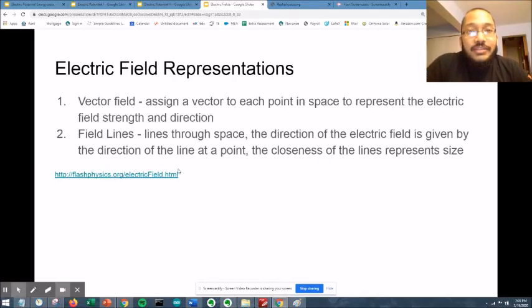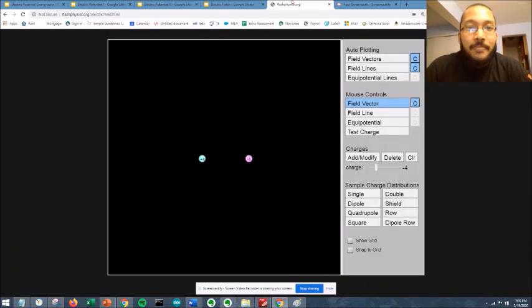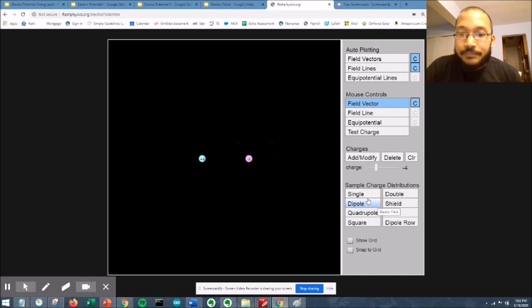There's different ways to represent the electric field. I've heard this on Thursday, but basically there's the vector field one, where you're assigning an arrow essentially to every point in space, and then field lines. Lines, it's sort of like lines of force. It's easier to just see it in action. So that's why this website, flashphysics.org, is great.